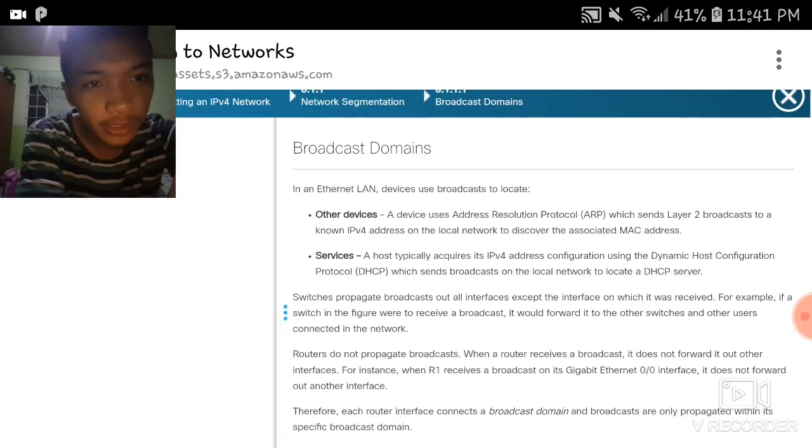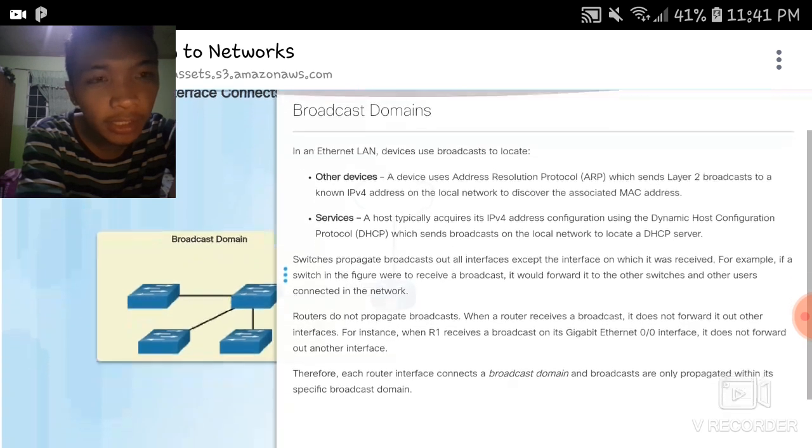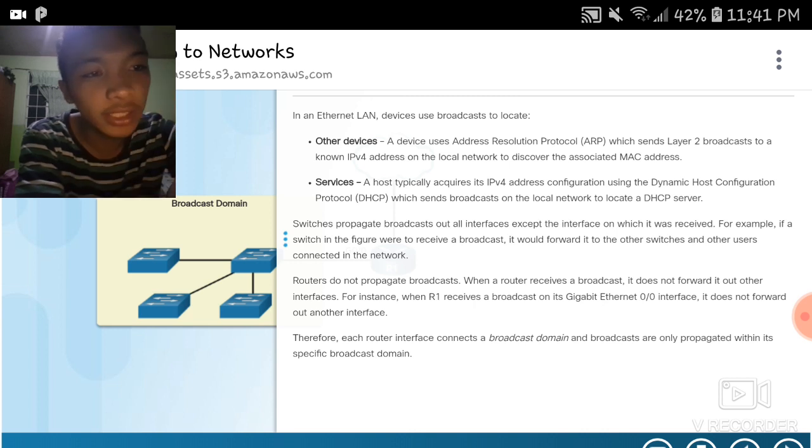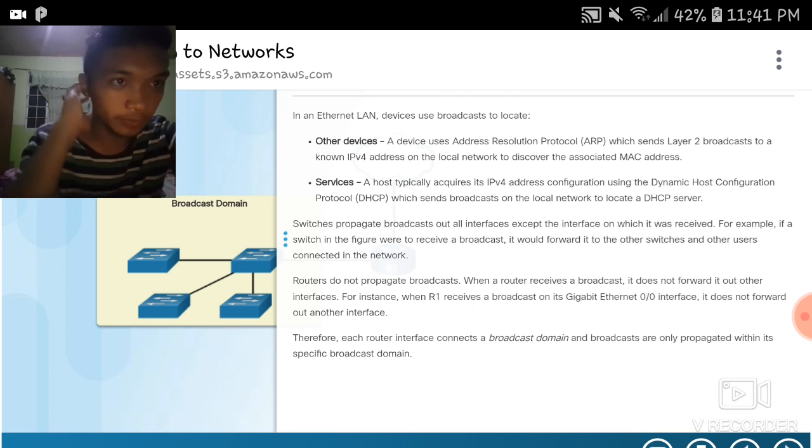Broadcast Domains. In an Ethernet LAN, devices use broadcast to locate other devices and services. A device uses Address Resolution Protocol, or ARP, which sends a Layer 2 broadcast for a known IPv4 address on the local network to discover the associated MAC address. Services a host typically acquires in its IPv4 address configuration use the Dynamic Host Configuration Protocol.